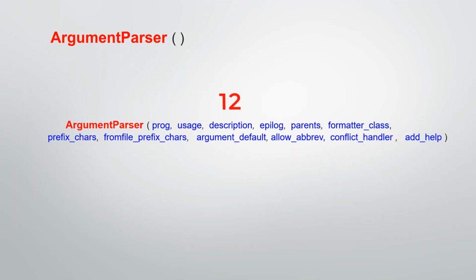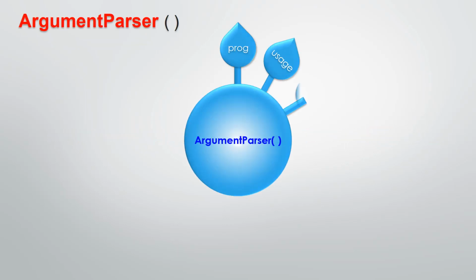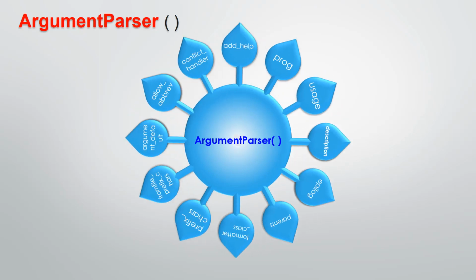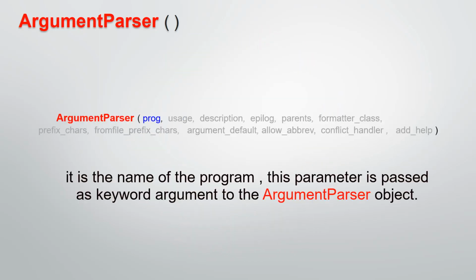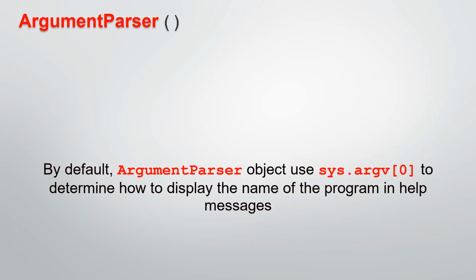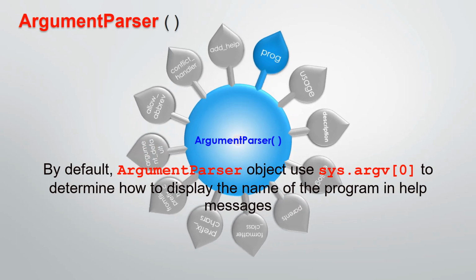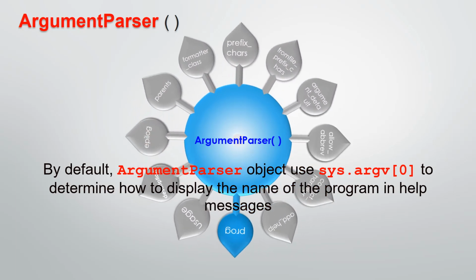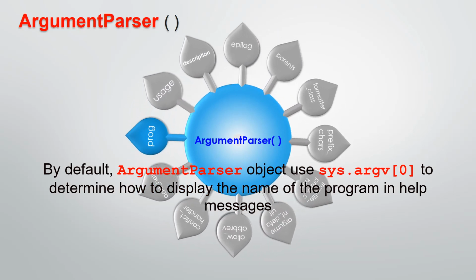ArgumentParser object. All these 12 parameters are passed as keyword arguments to the ArgumentParser object. Now we will learn each parameter in detail. Prog is the name of the program. This parameter is passed as a keyword argument to the ArgumentParser object. By default, the ArgumentParser object uses sys.argv[0] to determine how to display the name of the program in help messages.